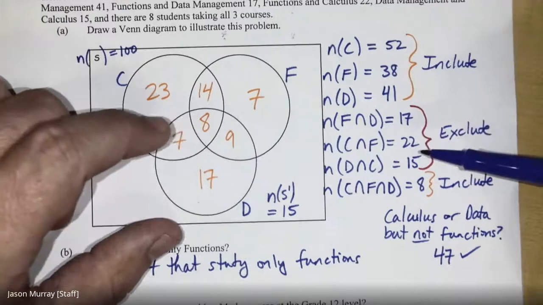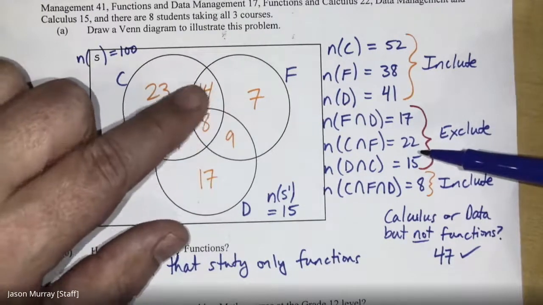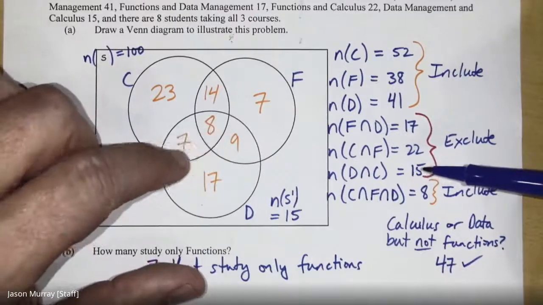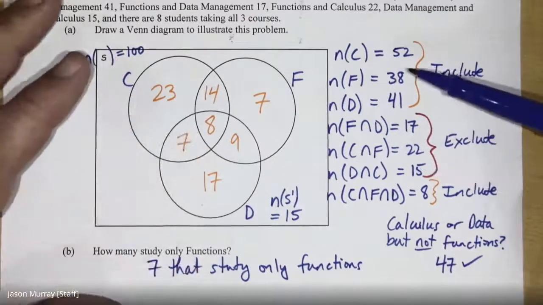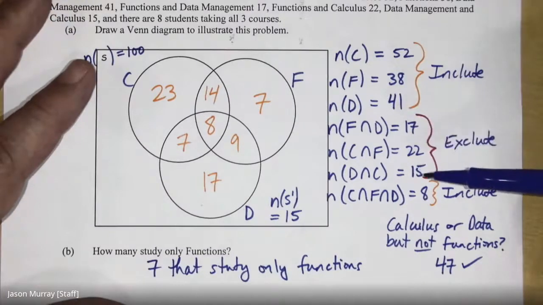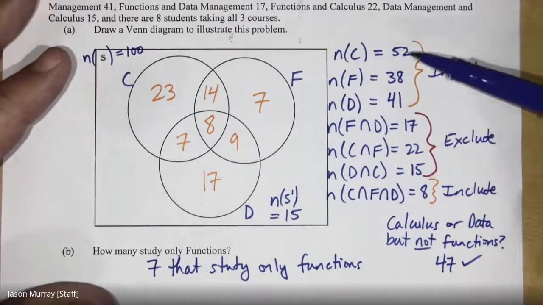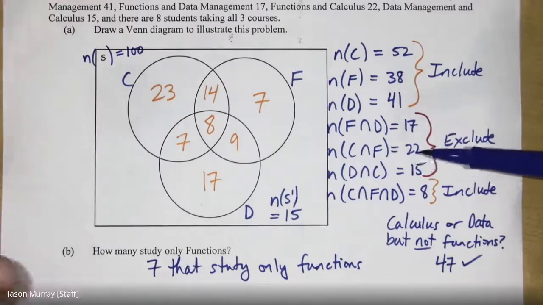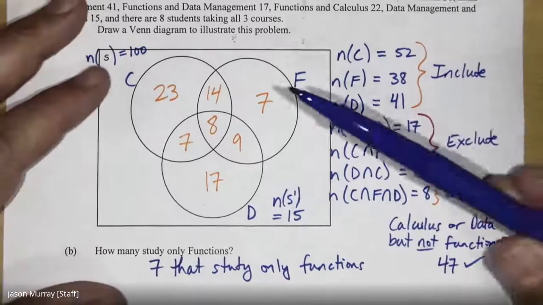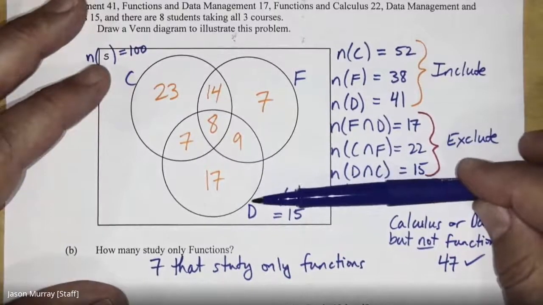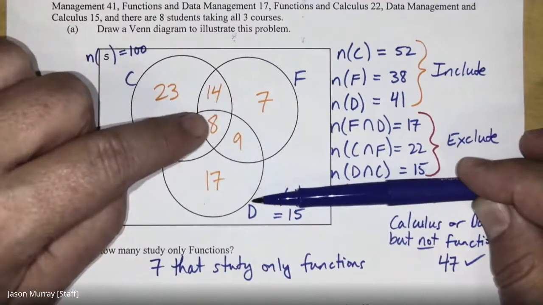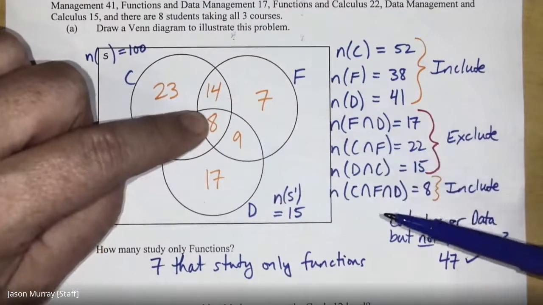22 means I've gotten rid of the 8 twice from this group. 15 means I've gotten rid of the 8 3 times now from that group. So even though I included 8 3 times here, I excluded it 3 times there. So we've included and excluded 8 an even number of times. It's canceled out. So if we just stop there and say that's our answer, we haven't actually included that group of 8 yet. So at the end, we have to include it back in again.